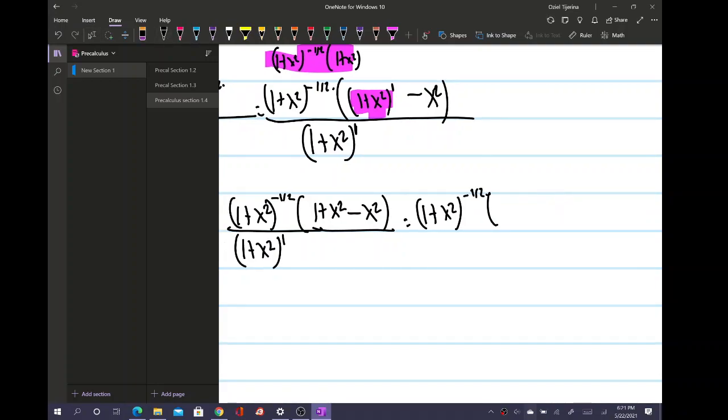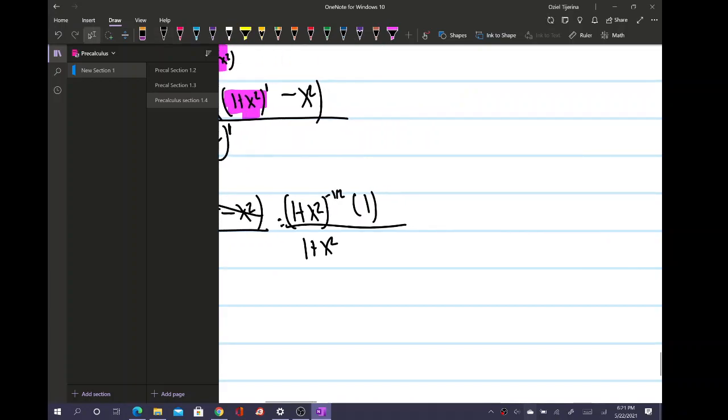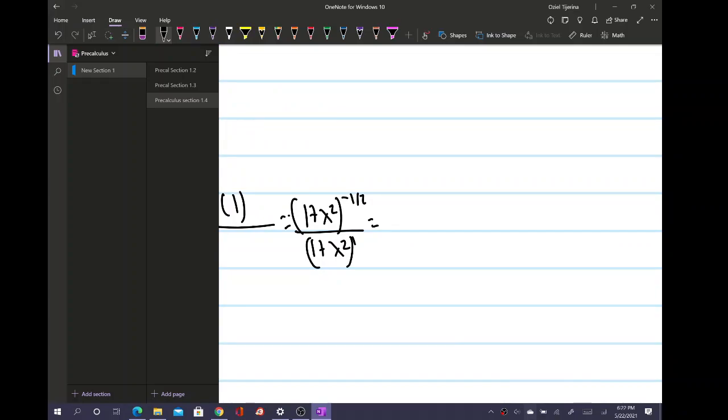So in reality, these two cancel out. We're just left with 1 plus x squared to the negative 1/2 times 1, which is just over 1 plus x squared, right? Raised to the first power. We want to put a power of 1, because at the end you're going to have to use laws of exponents, right? So this is just 1 plus x squared to the negative 1/2 over 1 plus x squared to the first power. Now this, you're going to have to use the laws of exponents.